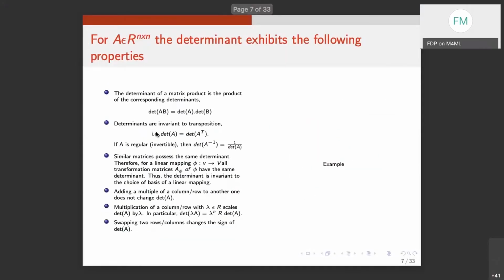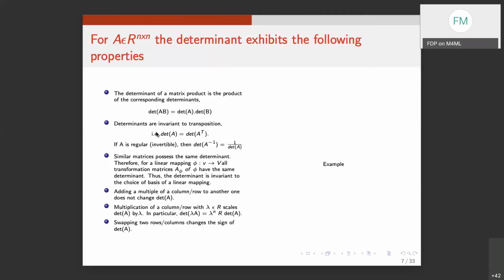a determinant exhibits the following properties. So the determinant of a product is the product of the corresponding determinants. So determinant of AB is equal to determinant of A into determinant of B. Similarly, determinants are invariant to transposition. That is, determinant of A is equal to determinant of A transpose. So if A is invertible, then determinant of A inverse is equal to 1 over determinant of A. Similar matrices possess the same determinant.